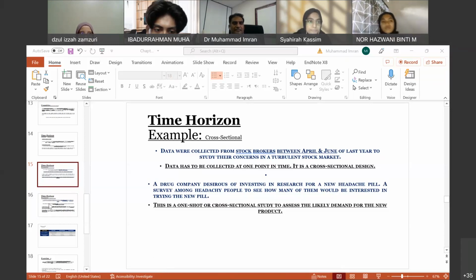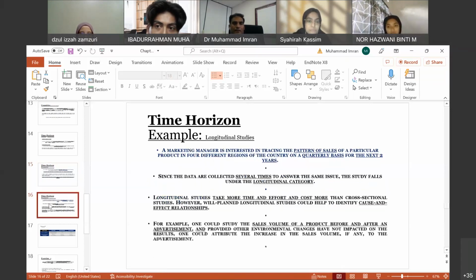Okay, let's discuss the other one, longitudinal. Aini, read this one. A marketing manager is interested in tracing the pattern of sales of a particular product in 4 different regions of the country on a quarterly basis for the next 2 years. Since the data are collected several times to answer the same issue, the study falls under the longitudinal category.